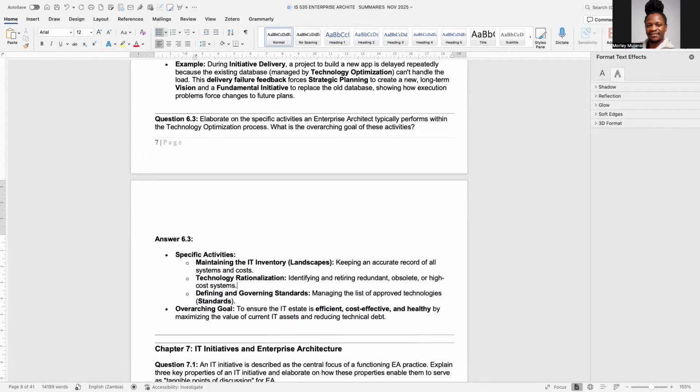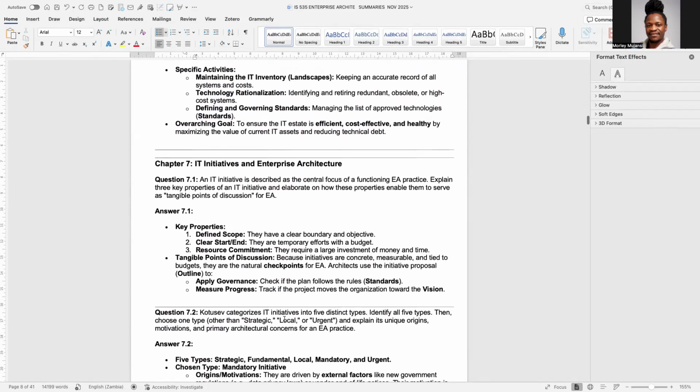Yeah, so we can move to chapter 7. The initiative as a core focus. Why are IT initiatives so central to a functioning EA practice? It's because they are tangible points of discussion where the money is spent and where the rules are tested. So this question really says an IT initiative is described as the central focus of a functioning EA practice. Explain the 3 key properties of an IT initiative and elaborate how these properties enable them to serve as tangible points of discussion.